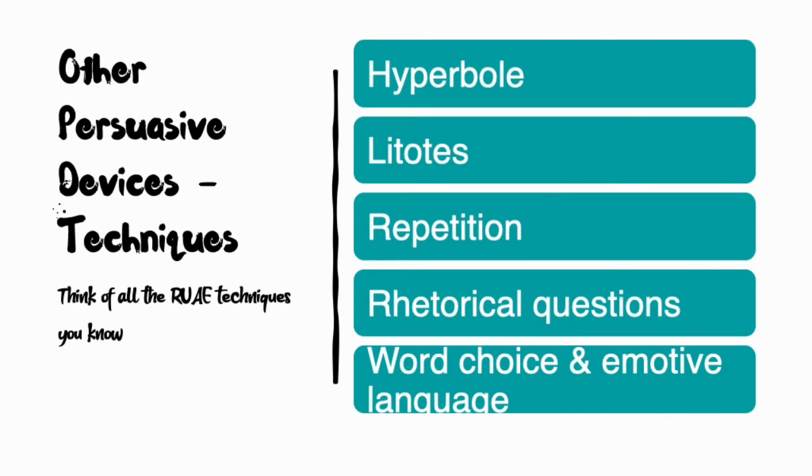Word choice and emotive language. Probably the most effective way of getting your personality across. Okay? If you are disgusted, show that through your word choice and emotive language. If you are empowered and excited, show that through your word choice and emotive language. Again, these are techniques that you might need to have a refresher on first before you think about using them in your writing.